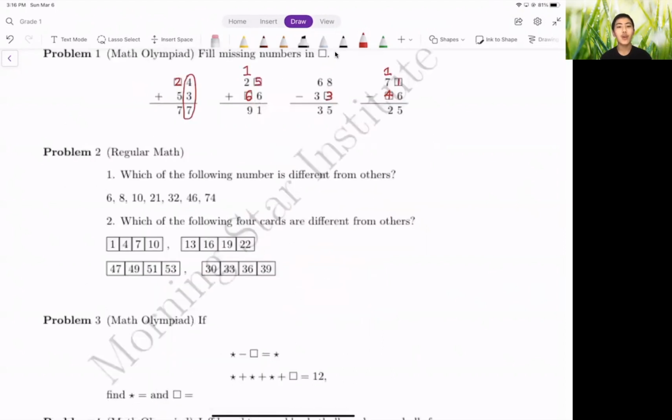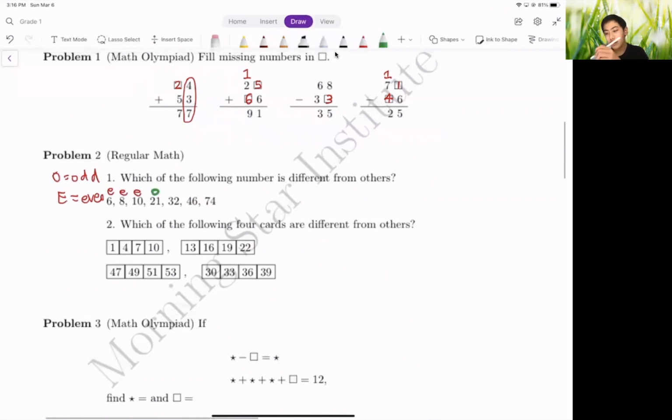Problem 2. Which of the following numbers is different from the others? Well, upon looking at this pattern, we notice something. All of these numbers are even except 1. So O is for odd and E is for even. So 6 is even, 8 is even, 10 is even, 21 is odd, and 32 is even, 46 is even, and 74 is even. So all of these are even numbers except 21, which is odd. So therefore 21 is different from the others.